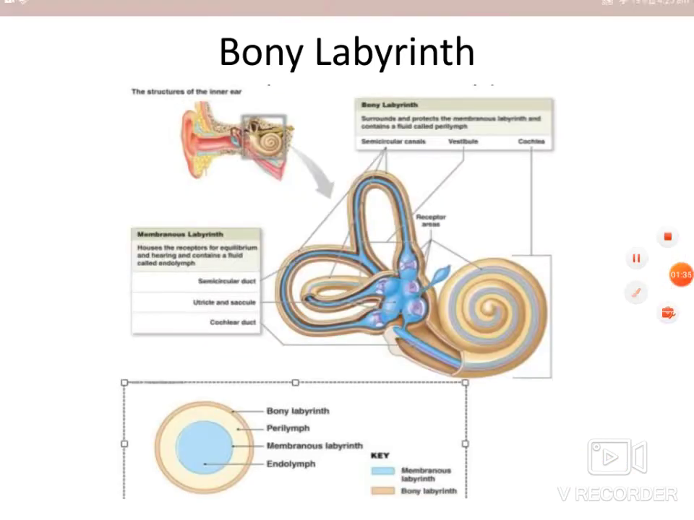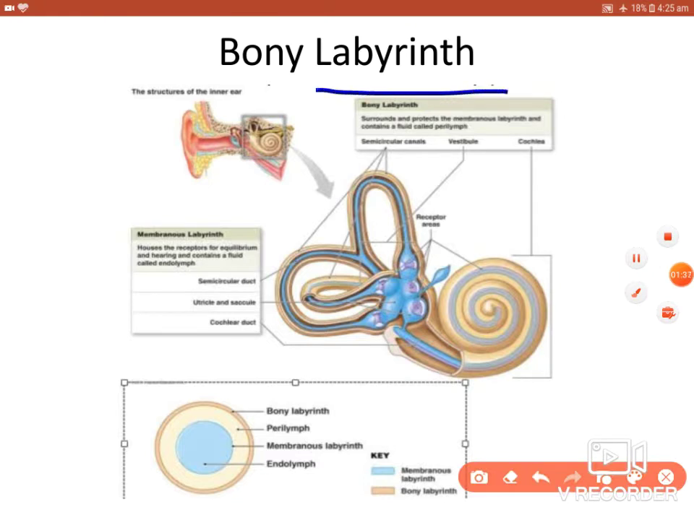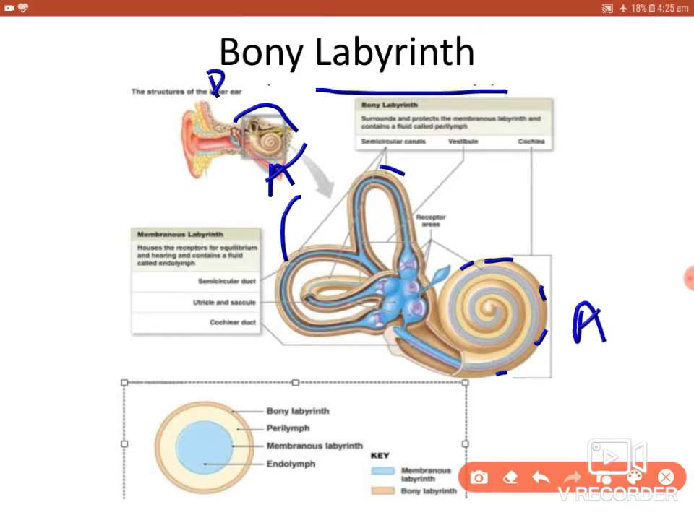Then this is a closer view of the bony labyrinth. So this is the inner ear. This is the anterior aspect, this is the posterior aspect. From anterior to posterior, the parts of the bony labyrinth are the cochlea, the vestibule, and here you can see the semicircular canals.